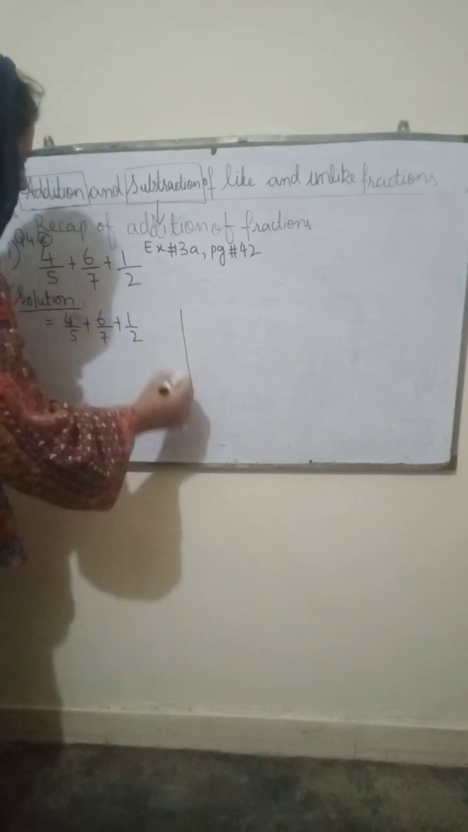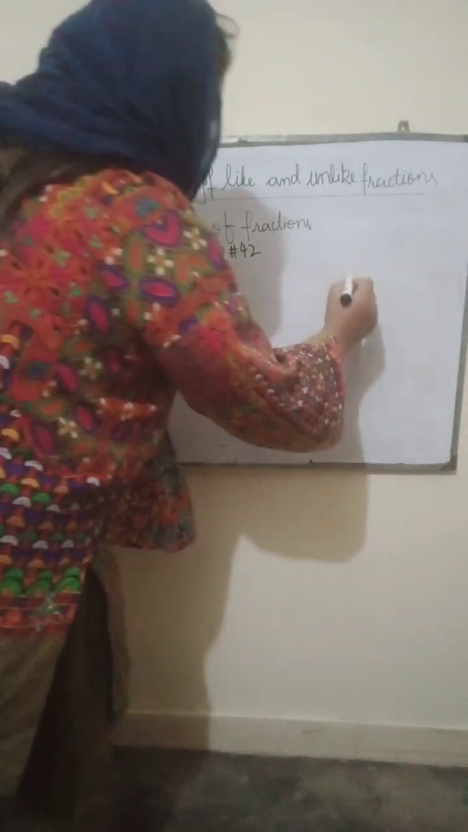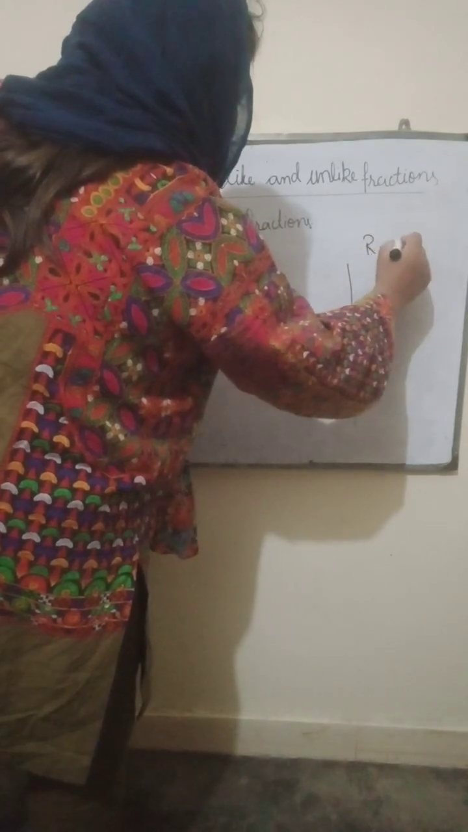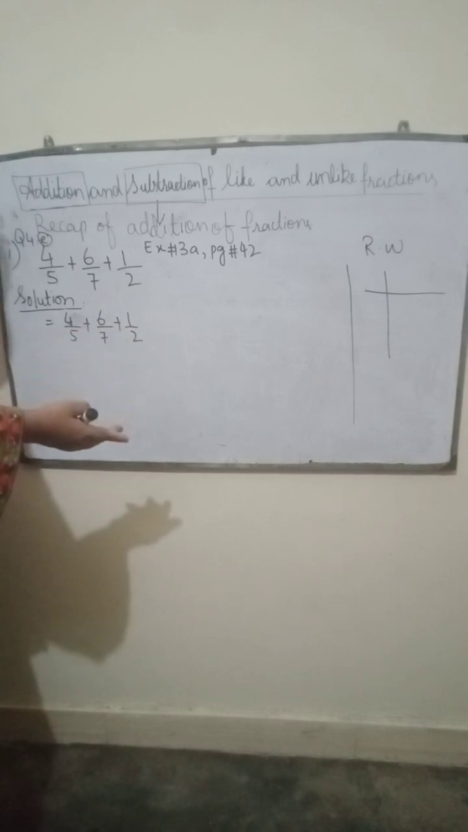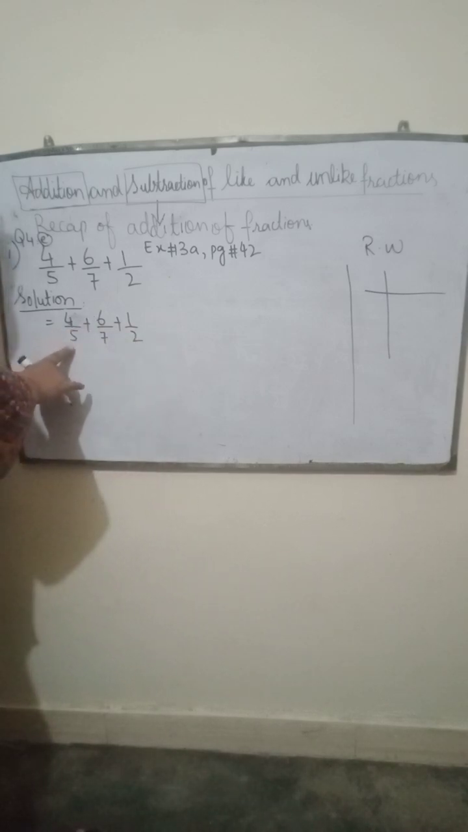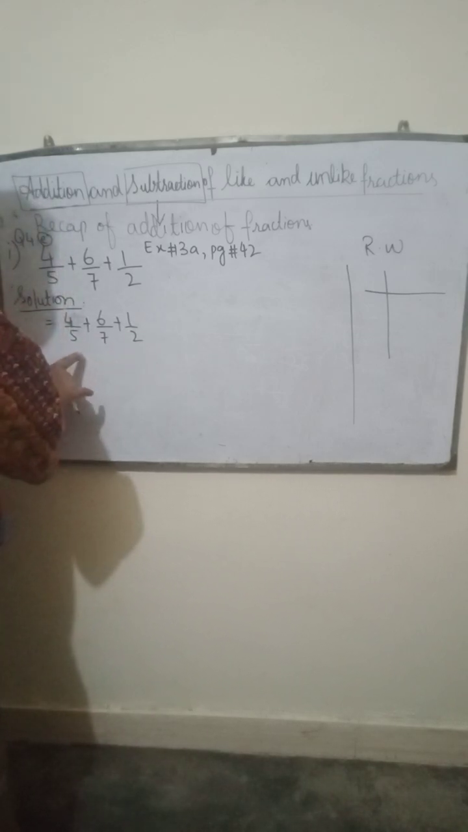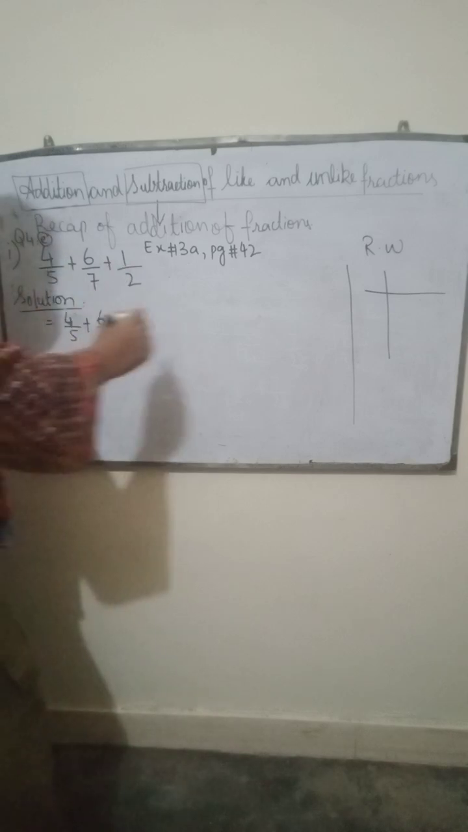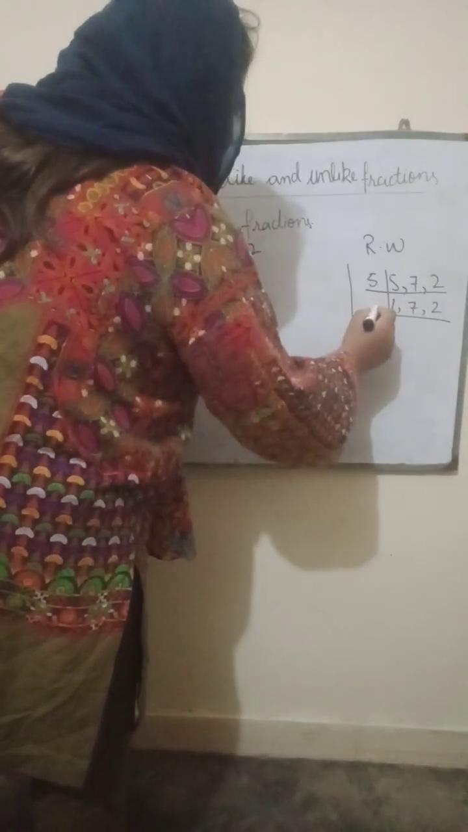So students, we have to find out the LCM. Basically, you have to do the rough work aside like this. This is the rough work, and you have to find out the LCM of the denominators. Why are we going to find the LCM? Because we have to make the denominators the same, to convert these unlike fractions into like fractions. 5, 7, 2. So students, these are prime numbers, so you can divide it like this.